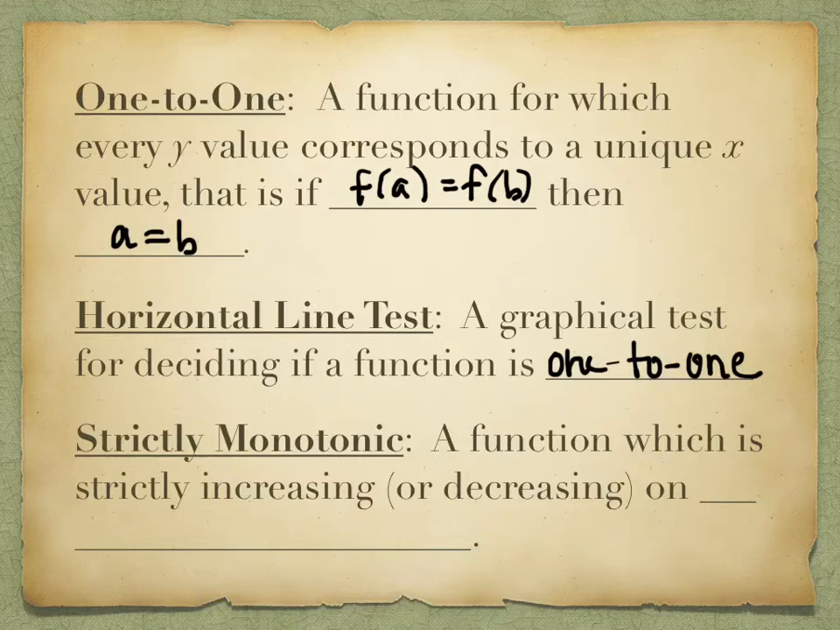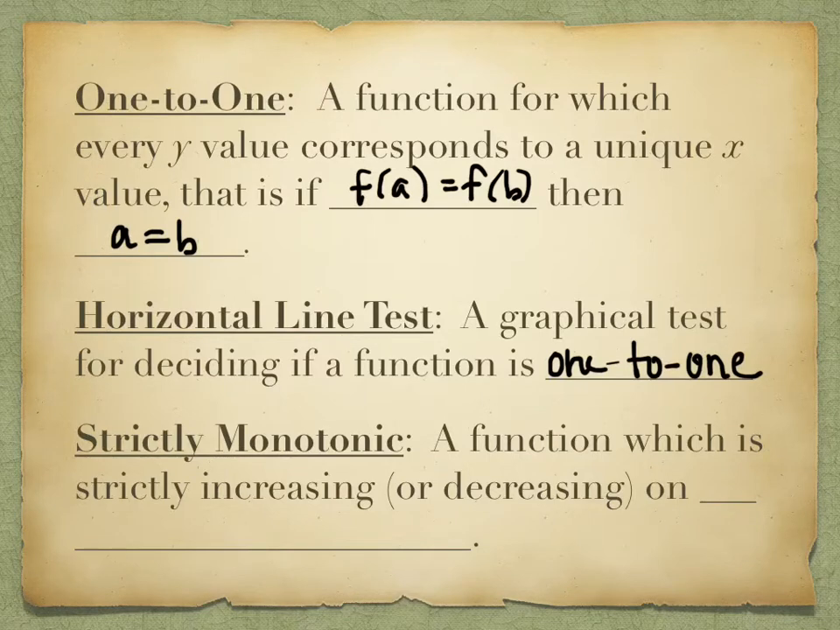The problem is that there are two x values that would have given you that, negative 2 and 2. So I actually don't have the feature that when f of a equals f of b, that is, when two y values match, like this 4, the x values had to match. These x values do not match, yet they gave me the same y value. So that's where the relationship is coming from.